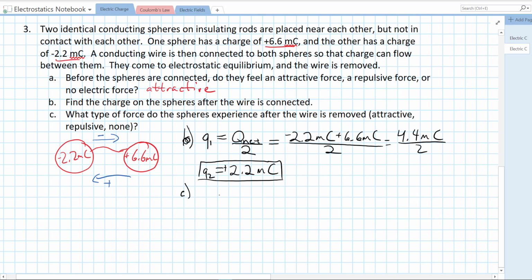Since they're both positive now, plus 2.2 millicoulombs and plus 2.2 millicoulombs, they're like charges, so they're going to feel a repulsive force. And if we knew Coulomb's law and the distance between them, we could calculate the magnitude of that repulsive force.